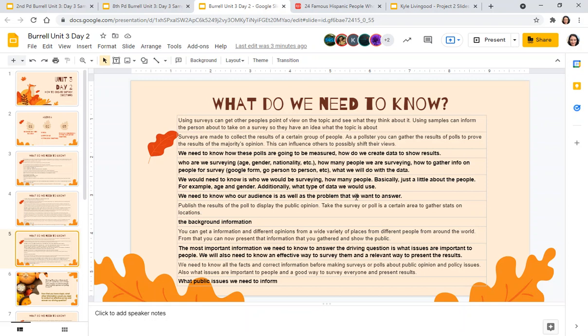We need to know who our audience is, as well as the problem we want to answer, the background information. The most important information we need to know to answer the driving question is what issues are important to people, and we need to know an effective way to survey them and a relevant way to present the results. We need to know what public issues we need to inform.